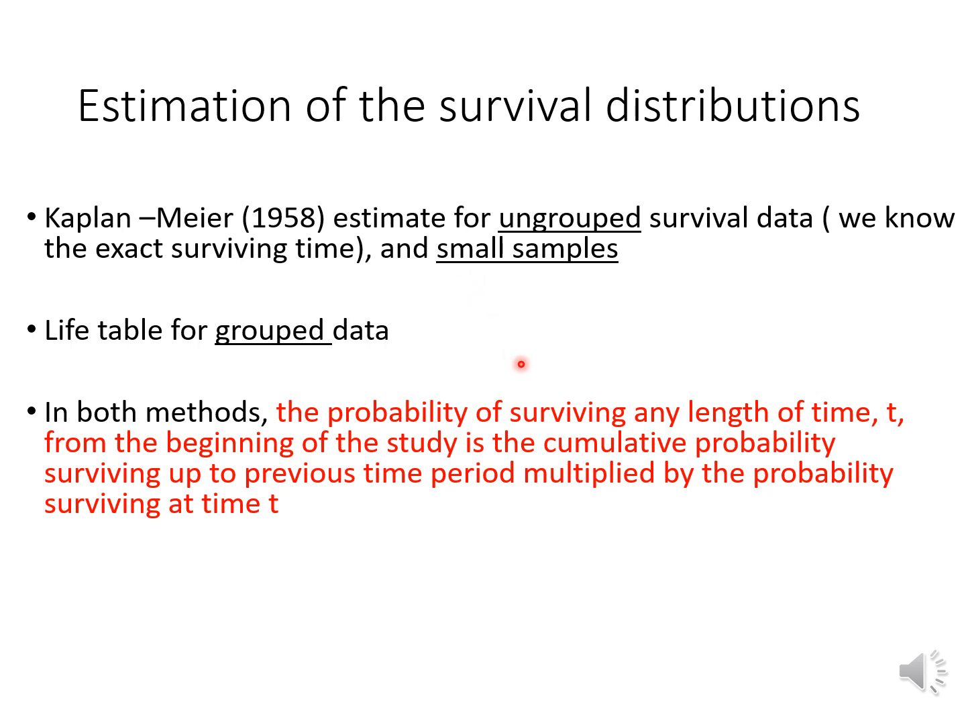Anyway, in both methods, the probability of surviving any length of time t from the beginning of the study is a cumulative probability. So at each point in time, we calculate the probability of surviving that interval, and then we multiply it by the previous probabilities. And this creates a cumulative survival function over time.